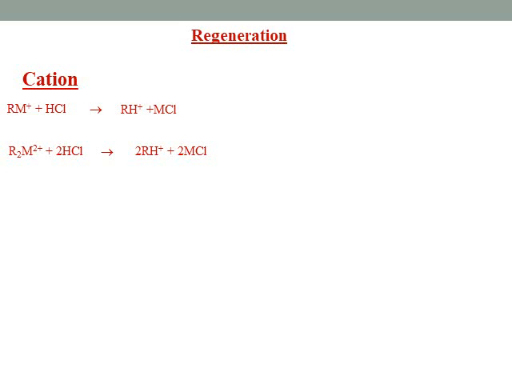So the cation bed will be regenerated after passing dilute HCl into the bed, and it will regenerate RH plus MCl. If it contains a divalent cation, it will react with 2 moles of HCl, releasing 2 RH plus MCl into the solution. Thus the cation exchanger bed will be regenerated, and it can be used again and again for softening of water.